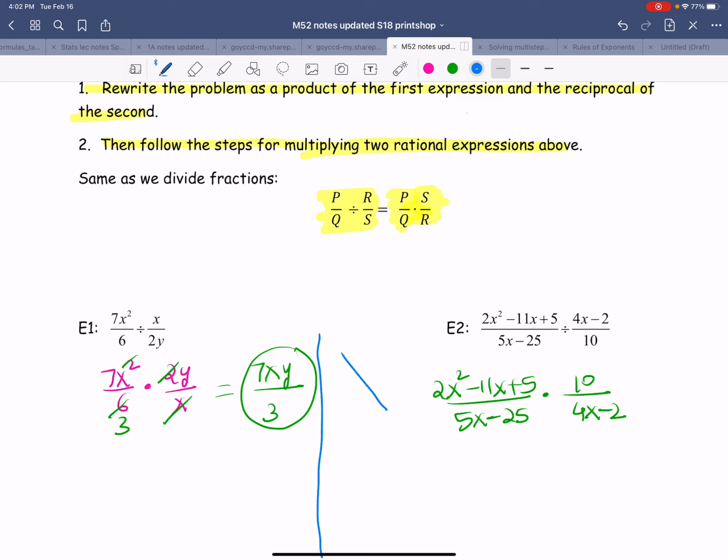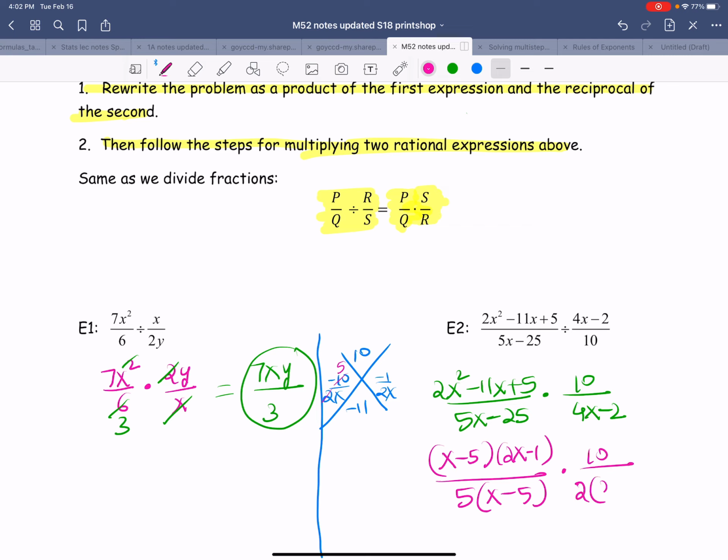So in the numerator, I have two numbers that multiply to give me 10 and add up to give me negative 11: negative 1 and negative 10. Divide them by 2x and 2x, so it simplifies to x minus 5 and 2x minus 1. GCF, pull out a 5 from the denominator of the first fraction, and then we have x minus 5 times 10 over 2 times 2x minus 1, because of the GCF of 2 from the denominator of the second fraction.